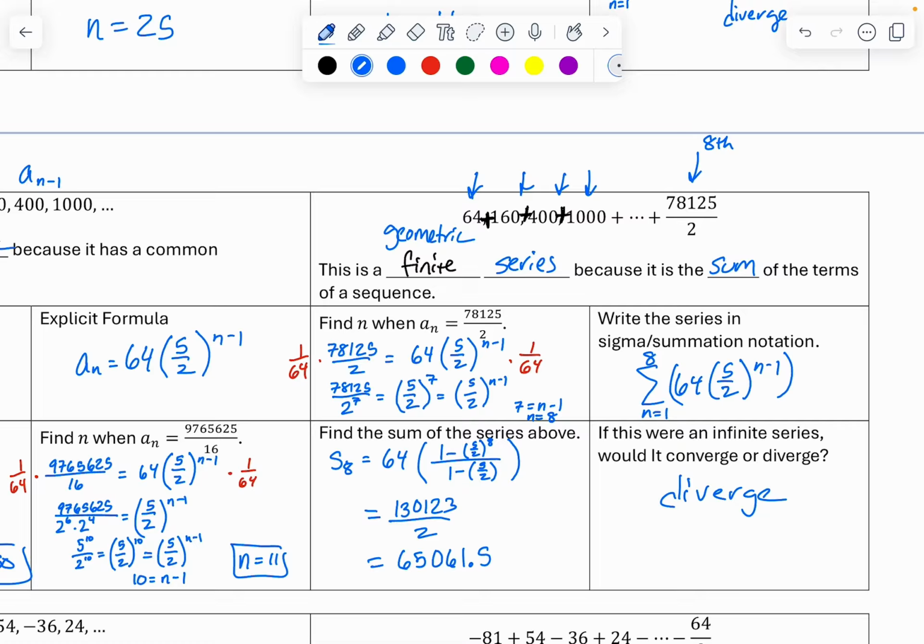Some geometric series converge, but our R value was 5 over 2. Well, this is bigger than 1, and that means that's no good. In order for it to converge, the R value has to be small. It has to be between 0 and, well, that's not true. The absolute value of R has to be less than 1, okay? And this is not that case, so we will not converge, we will diverge.